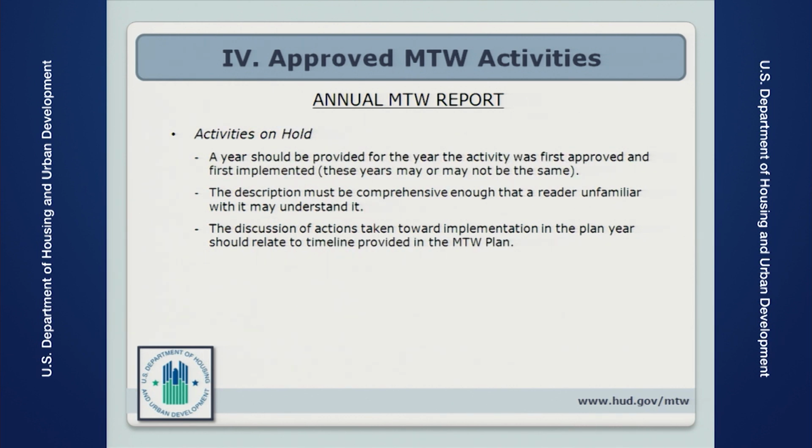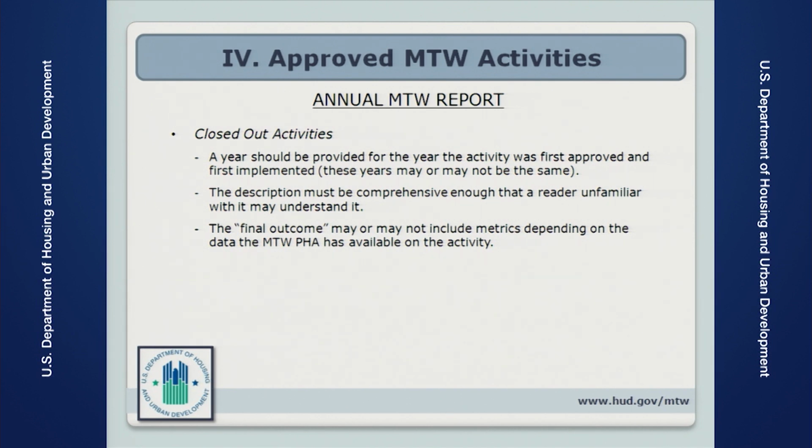Next, the activities on hold. Again, as Laurel mentioned, here you'll have a date the activity was approved, implemented, and the year that it was put on hold. Again, we'll ask for a comprehensive description and a discussion of any actions that you take towards implementation in the plan year. Similarly to the prior category, we'll want any timelines or steps that have been taken to relate directly to the information provided in the plan.